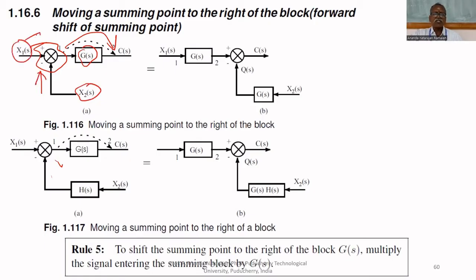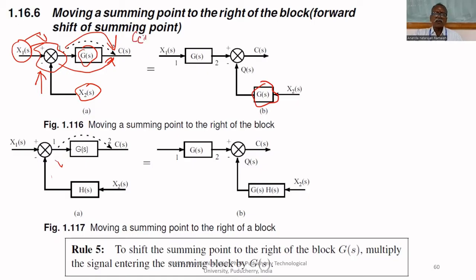X1 as well as X2 both are summed up. Then it is amplified. If you shift this point from here to here, what will happen? The signal X2 of S is not amplified by G of S. So what we can do is, we can amplify that signal by G of S. Then we can sum. Then both signals will be equal.